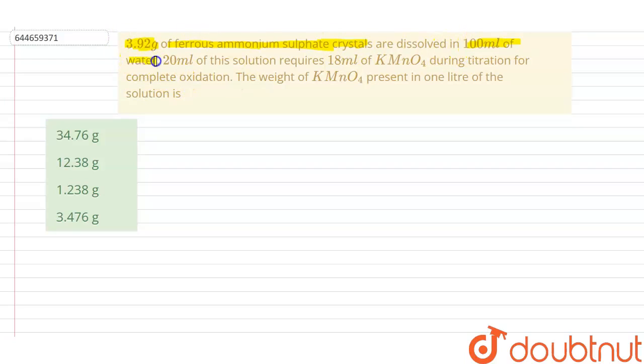Hi friends, the question is: 3.92 gram of ferrous ammonium sulfate crystals are dissolved in 100 ml of water. 20 ml of this solution requires 18 ml of potassium permanganate during titration for complete oxidation. So the weight of potassium permanganate present in 1 liter of solution is, here they gave 3.92 gram of ferrous ammonium sulfate crystals made up in 100 ml of water. From this 100 ml of solution they take 20 ml, which requires 18 ml of potassium permanganate during titration. So what will be the weight of KMnO4, that is potassium permanganate, present in 1 liter of the solution?